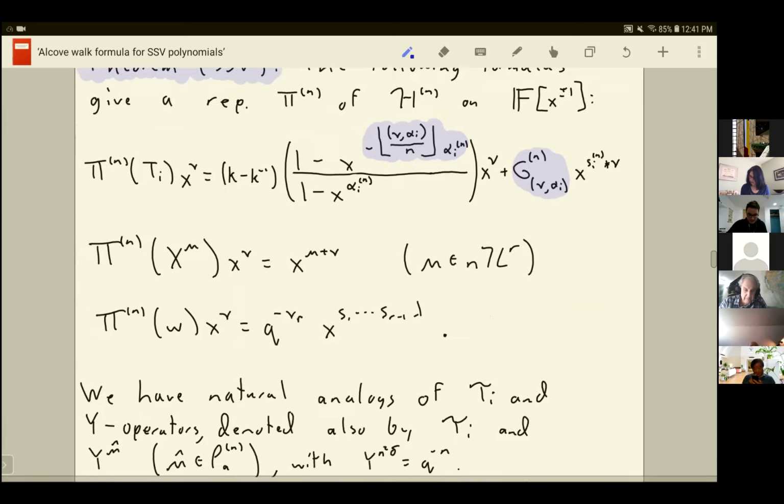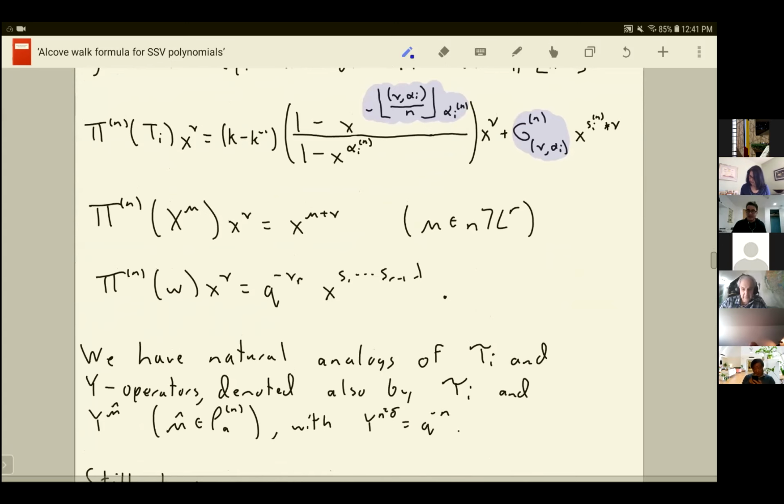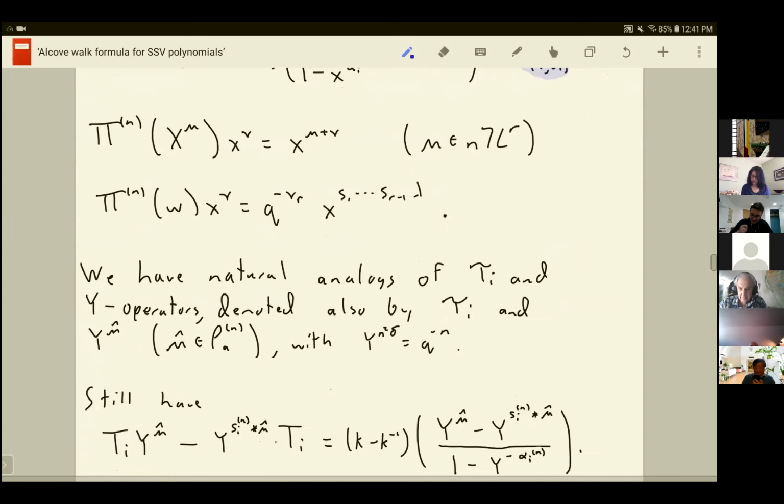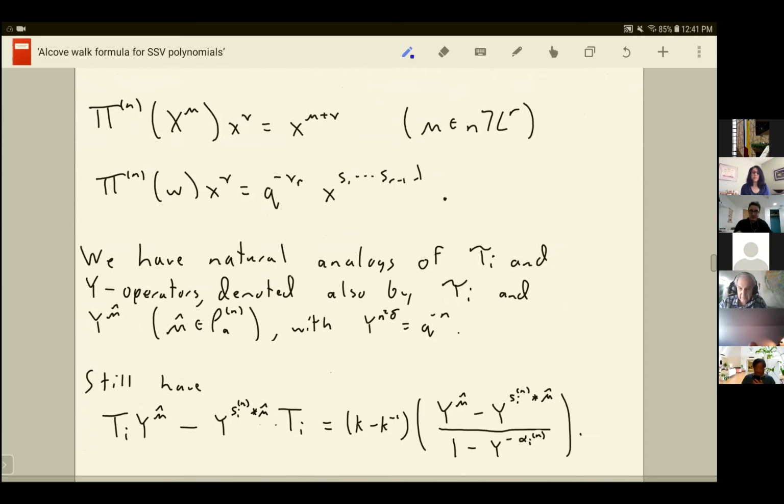Okay. And so in this setting, because the Hecke algebras are isomorphic, there are natural analogs of the Y operators and the intertwiners. I'm not going to write down the formulas again because they're basically the same thing. And the Y's still satisfy these nice cross relations with the T's, just like before, except now we have N's in the notation everywhere.